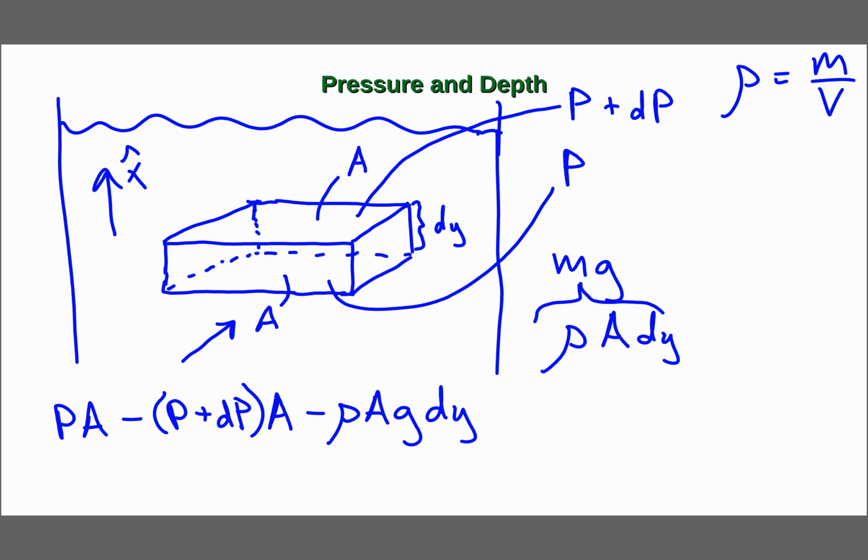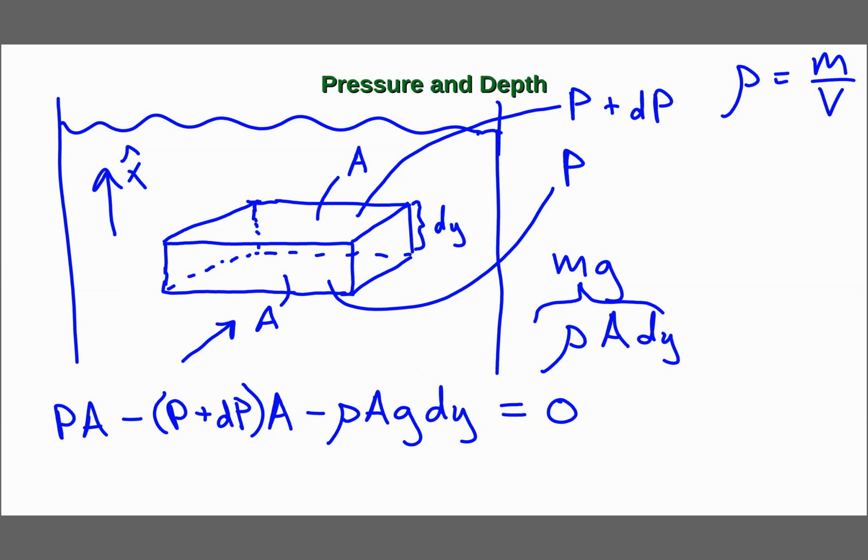And then if this is in equilibrium, if this little piece of fluid is going to have no net force on it, then the acceleration is 0, right? So the mass times the acceleration is 0. So this is Newton's second law. Okay?